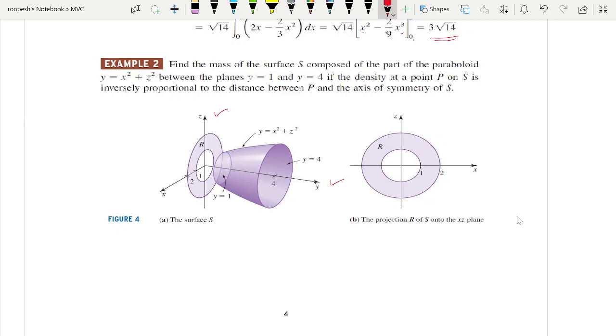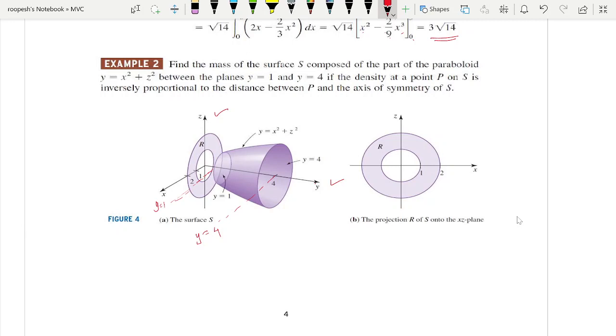Y equal to 1 means it's a line parallel to your x-axis. So this is the point y equal to 1. See, the line may come like this. This is the line y equal to 1. And y equal to 4. So y equal to 4 means this is the line. Now, in between these two, what is the area they are asking?